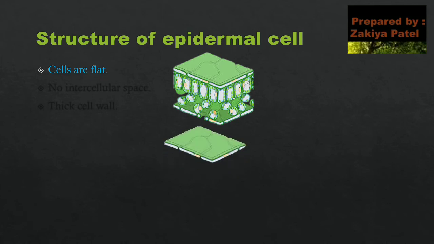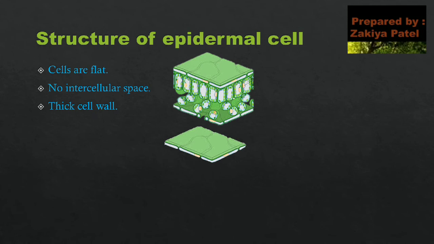Yes, you can see over here that these cells are flat in comparison to other cells. In appearance, they are very much flat. The second thing is that no intercellular space is present. As I already told you, as they are protective cells, they do not possess intercellular space, which means between two cells there is no space. And the next is that, in comparison to other cells, they have a very thick cell wall.